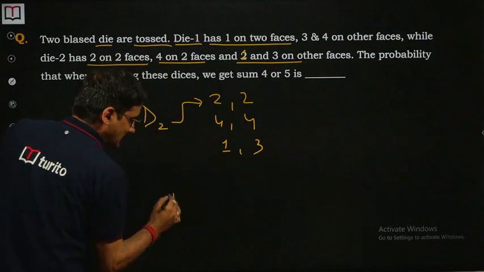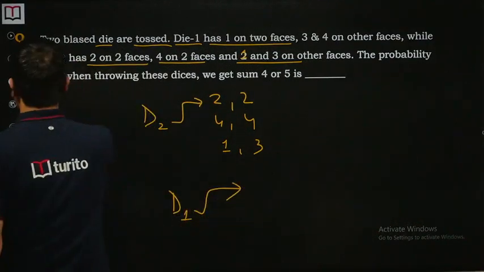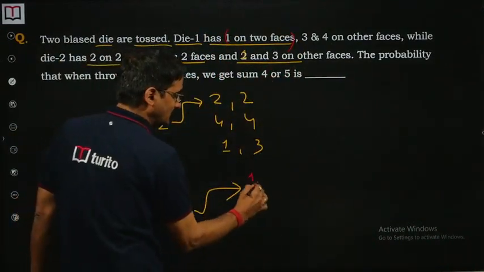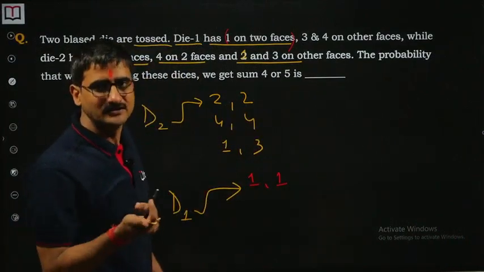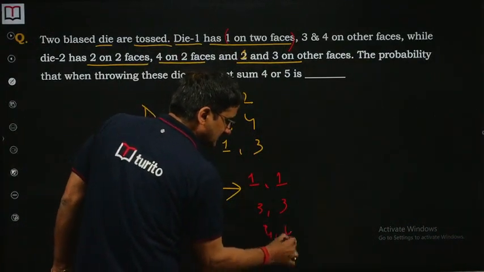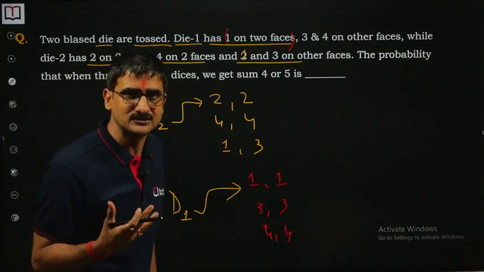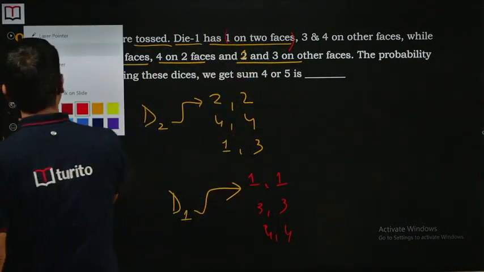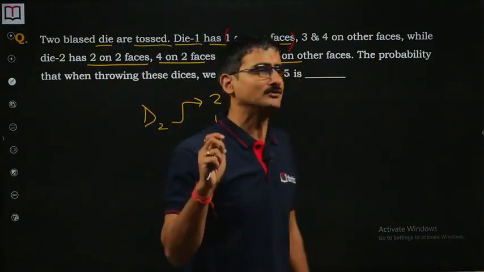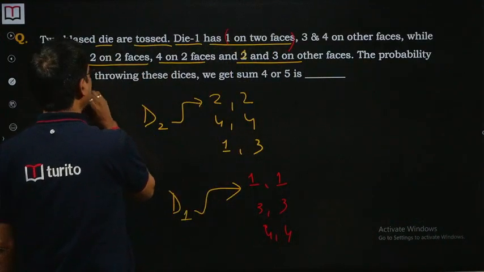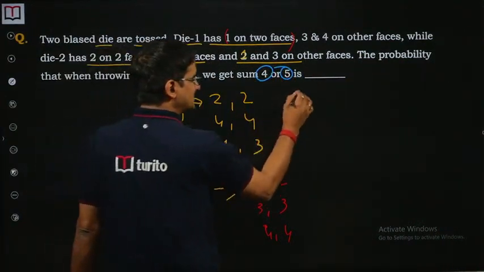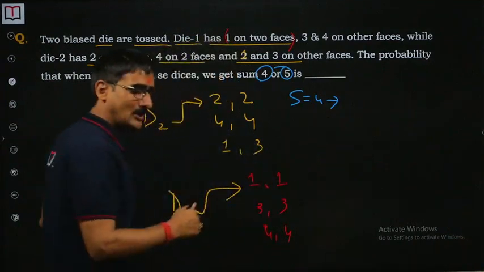I'm just trying to reframe the question because the data is missing here also. 1 on 2 faces, so 1 comma 1. 3 and 4 on other faces, they didn't specify how many times. So if I assume it to be 3 3 4 4, okay, just to discuss how to approach this question. Whatever the combination of numbers on the faces be, the approach will be the same. So what is the probability that when throwing these dice we get the sum as 4 or 5? Okay, so sum as 4. Now how can you get 4 here?